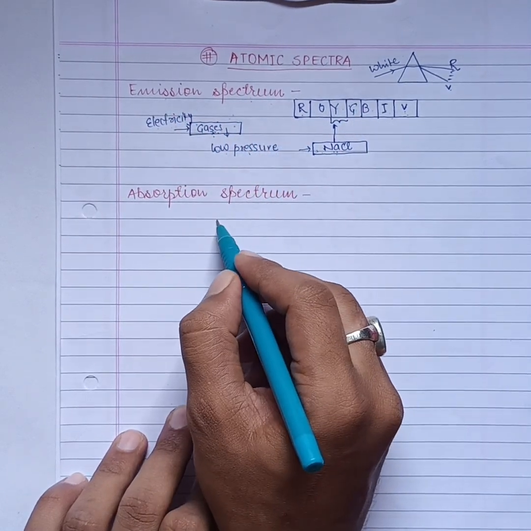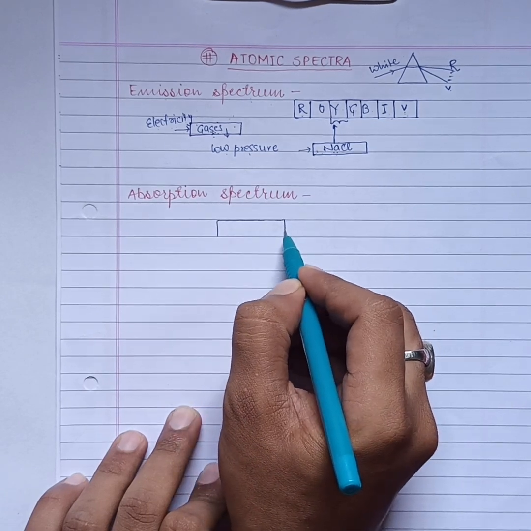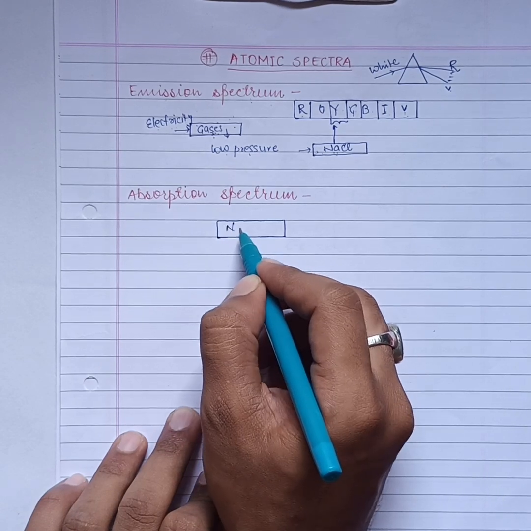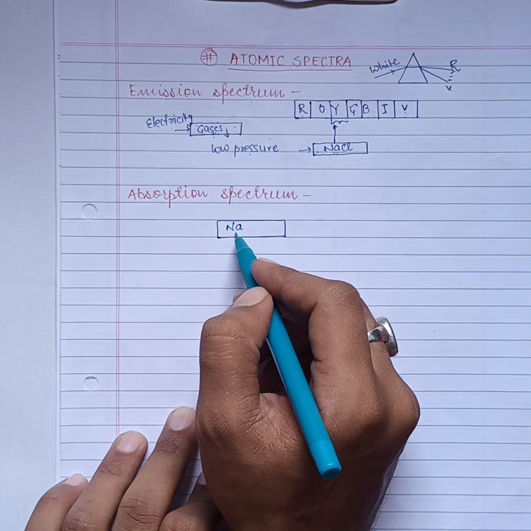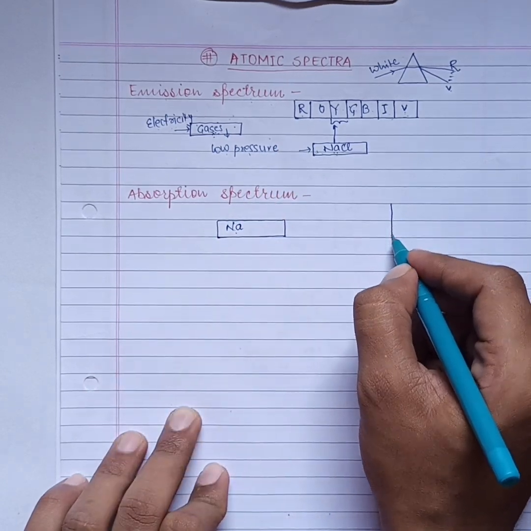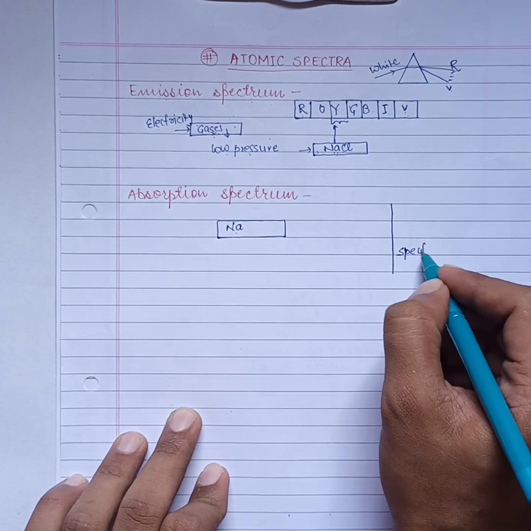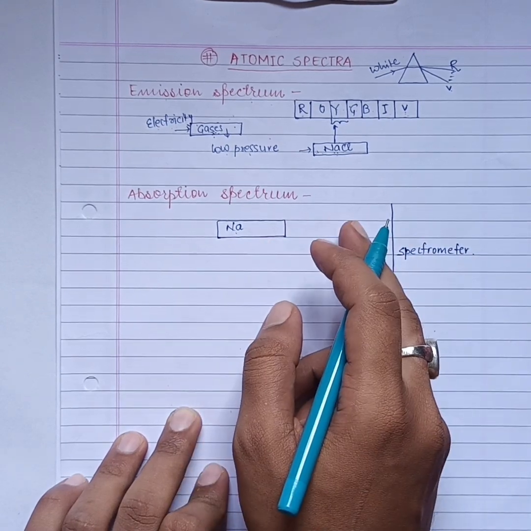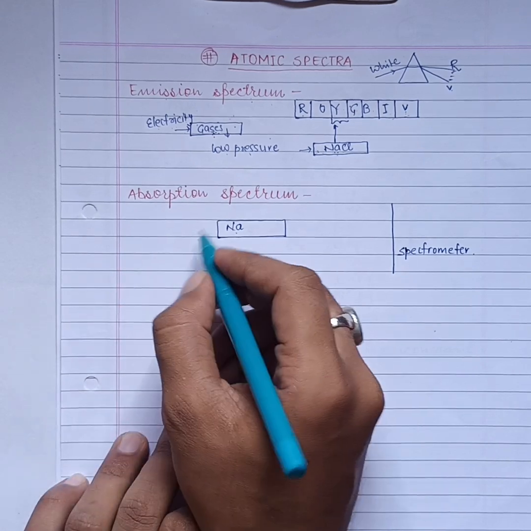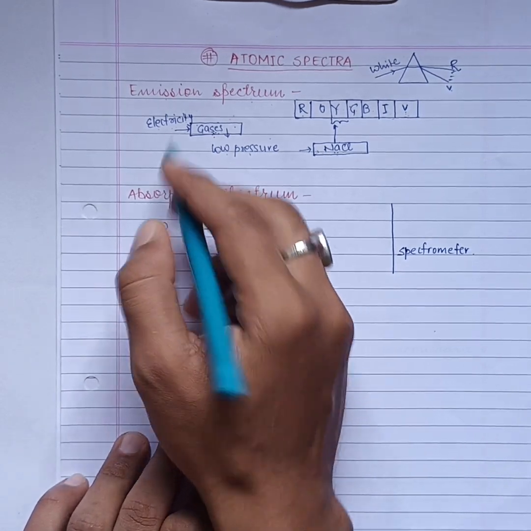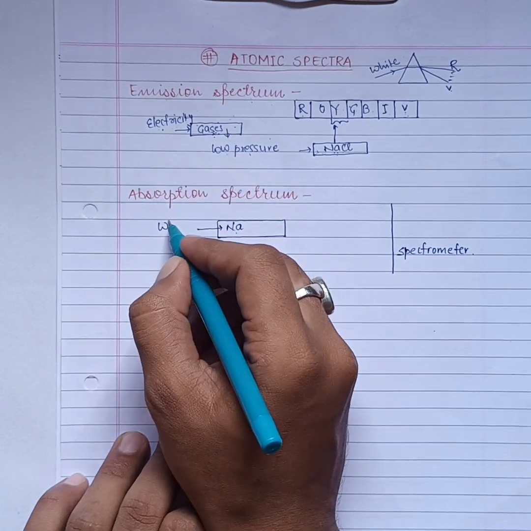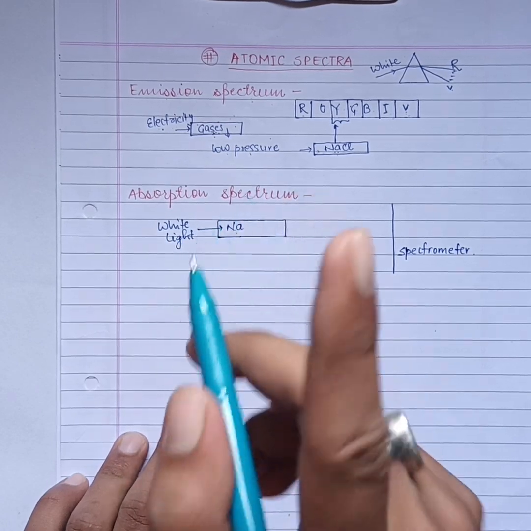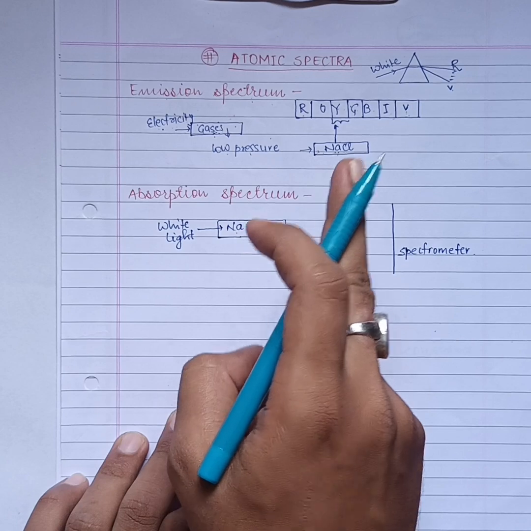Similarly, suppose we have a gas tube, and again let us consider sodium, and this is the screen. In this we have a spectrometer, which allows us to capture the dark lines from the gas tube. Earlier we passed electricity through it; here we are passing white light through it. When the white light passes, it will disperse into 7 different colors.